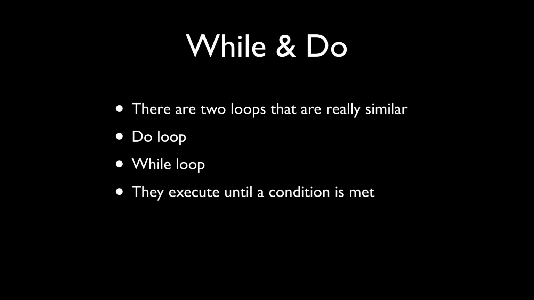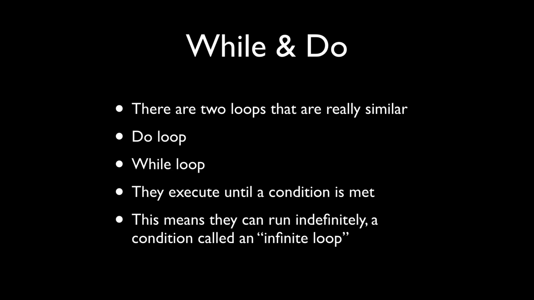And the key takeaway from these is they execute until a condition is met. So the for loop executes a set number of times. The foreach loop basically just goes through a collection, and everything in the collection, it works with that. This is actually waiting until something is true or false, until a particular condition is met. And this can be something called an infinite loop. It could potentially run pretty much forever.